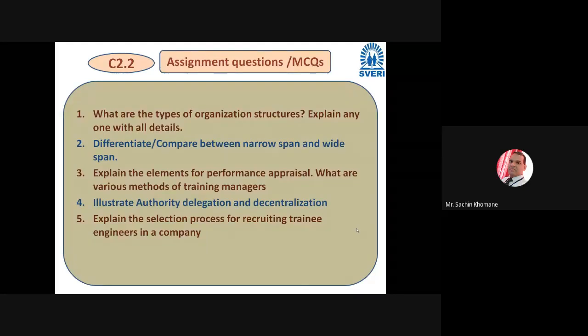The next question is: explain the selection process for recruiting a trainee engineer in a company. So we know half the part, but before HR comes here, there is a certain procedure. You have to explain both procedures, pre-placement and post-placement also. So these are the five questions for assignment. You can note, and for IEC also, questions will be from these five MCQs.